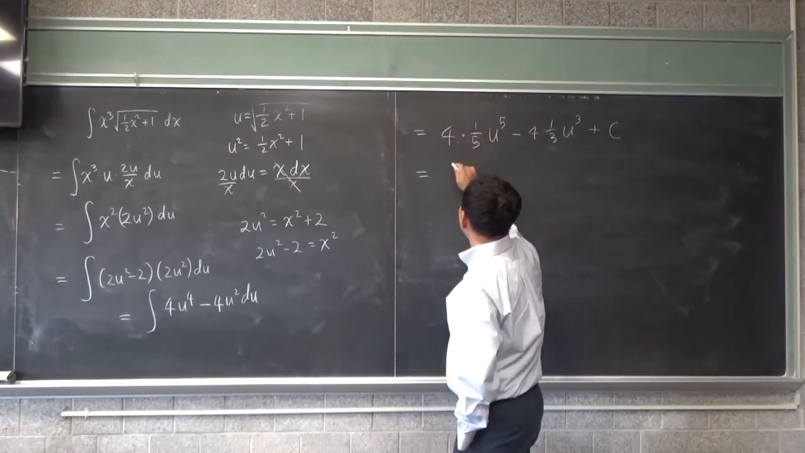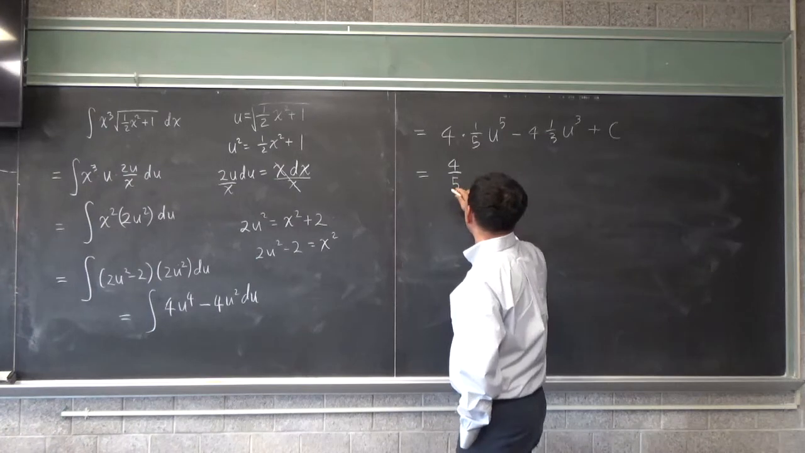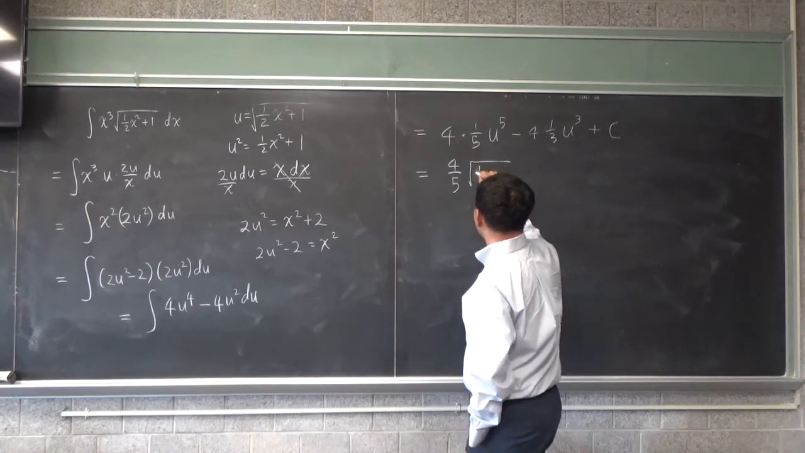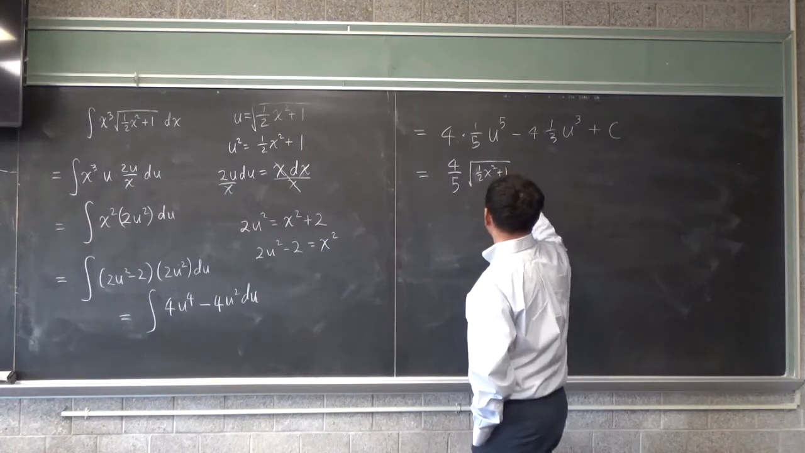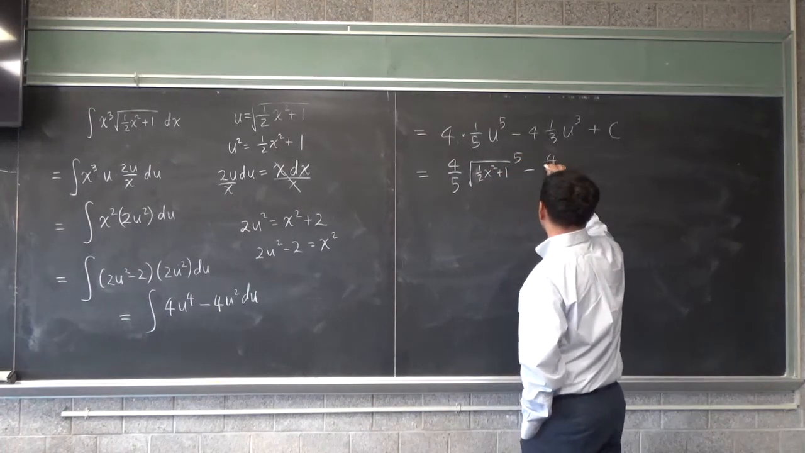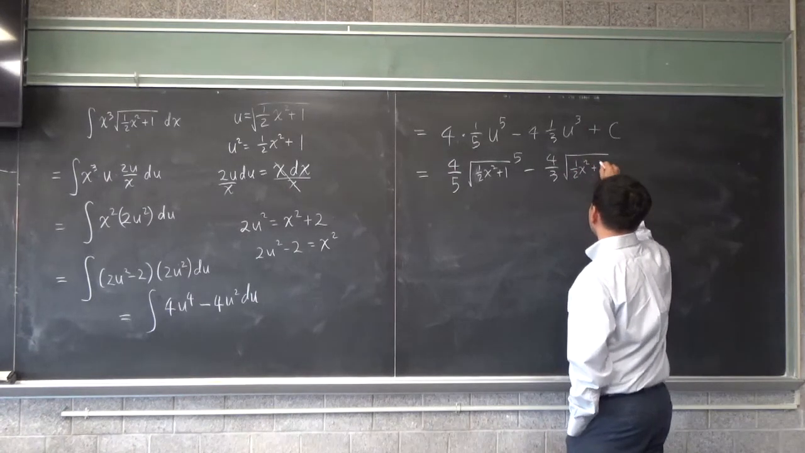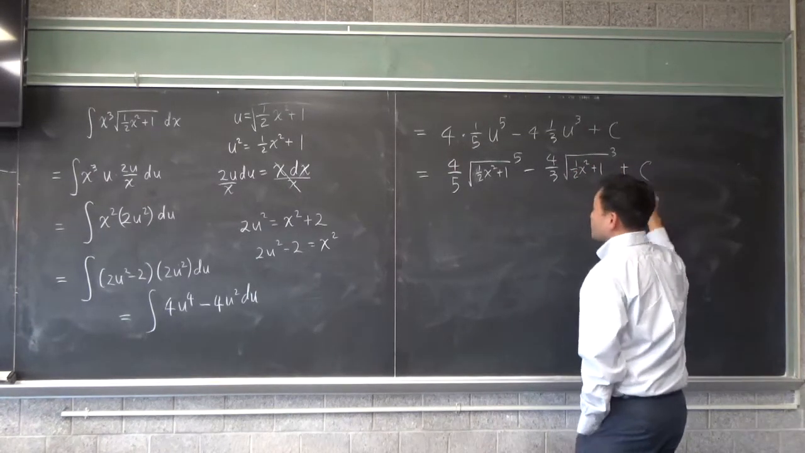Alright, so you have 4 over 5, and then u is the square root of 1/2 x squared plus 1, to the 5th power, minus 4 over 3 times the square root of 1/2 x squared plus 1, to the 3rd power, plus c. So that's done.